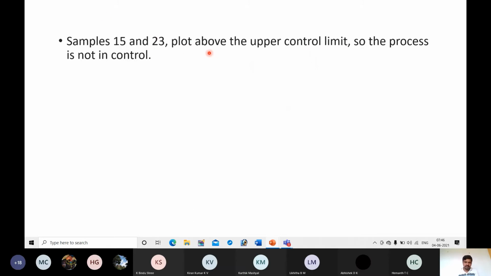Samples 15 and 23 plot above the upper control limit, so the process is not in control. That means it is out of control.